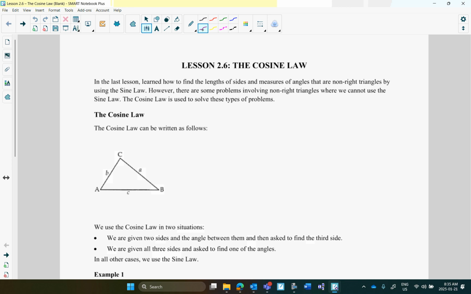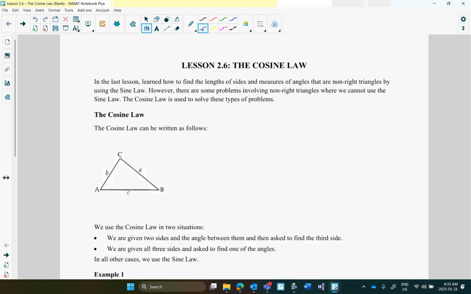So you've got a non-right triangle. This one is ABC with angles capital A, capital B, capital C, and sides little a, little b, little c that are opposite. The little letters are opposite their capitals.